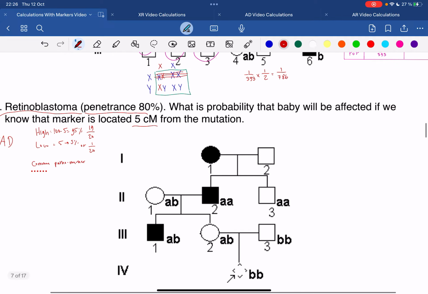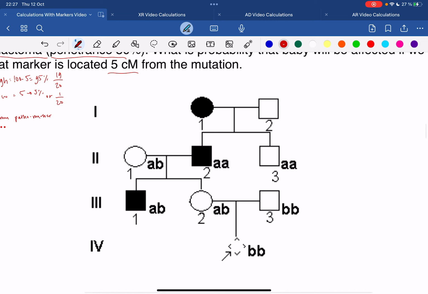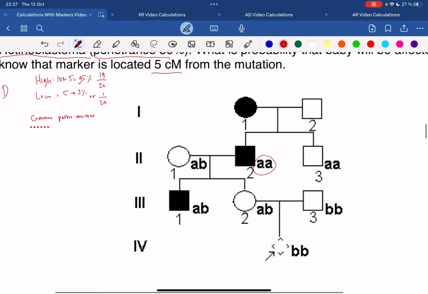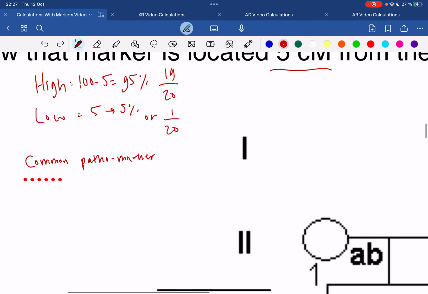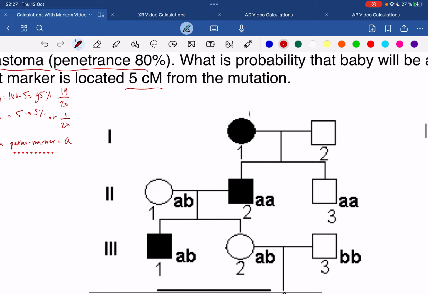And in our case here, that would be, I believe, A, because this person has 2 A's and they're still affected. This person has an A and a B and they are affected. So I believe that we're dealing with A as the common pathomarker. Okay. And now we can actually start. So here we know this person is 100% a carrier, and this person as well as this person.